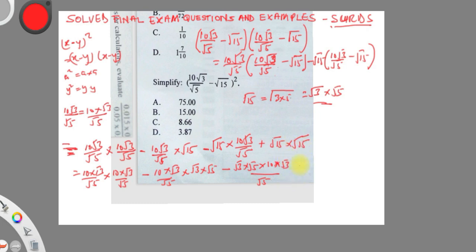So let me put the answer down. So plus 15. I hope you know that if you have square root of 5 times square root of 5, you get square root of 25, which is 5. Okay, so this is the same.